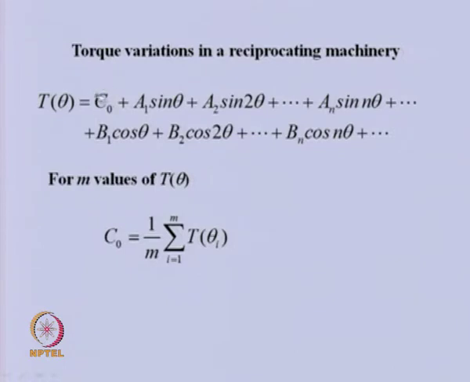As we know, this particular constant is nothing but the mean of the torque, which is expressed like this. Once we know how the torque varies with theta, for 0 degree, 10 degree, 15 degree and so on, if we have this kind of data, we can get the mean of the torque, and these A1, A2, up to AN and B1, B2, up to BN we can obtain by the following procedure.